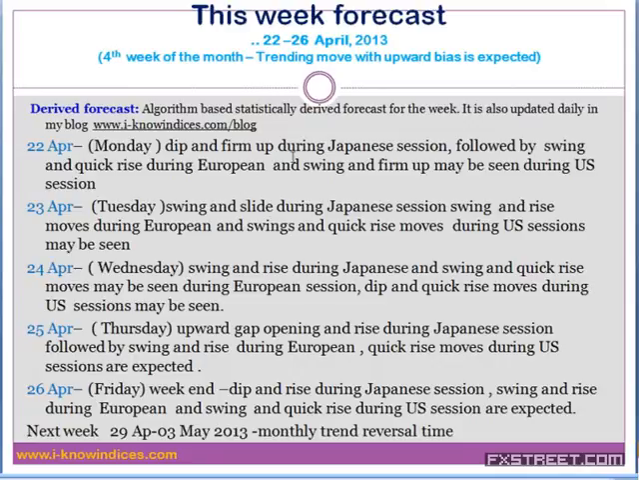So dip and firm up during that of the Japanese session, and swing and quick rise during that of the European session, and swing and firm up. Small firming up move could be seen during that of the US session. So European session gain might be substantial. You can take a buy and just close during end of European session, and allow the market to swing during US session, and the next day again they are expected to make a swing and slide tomorrow, and during the slide you can take a buy.